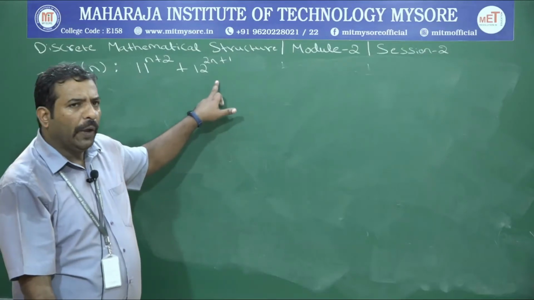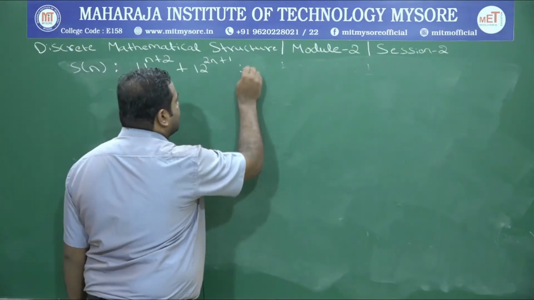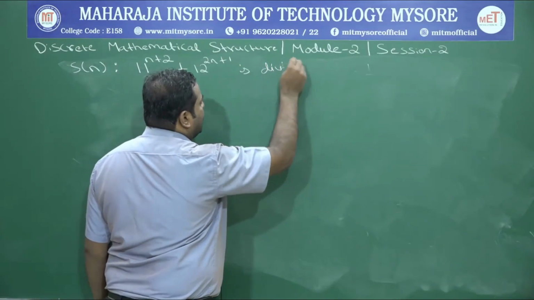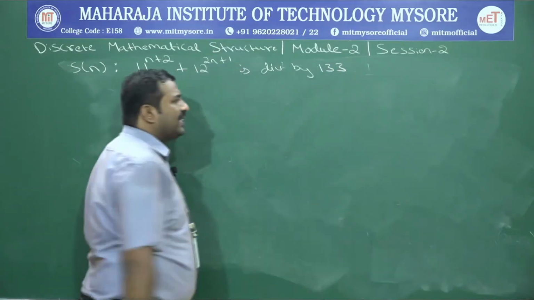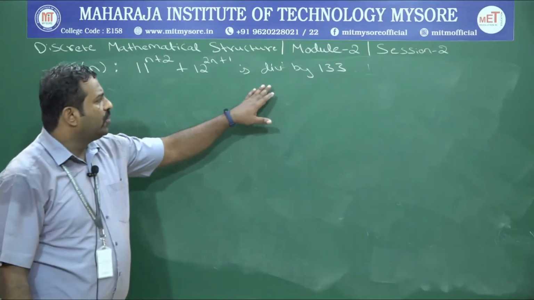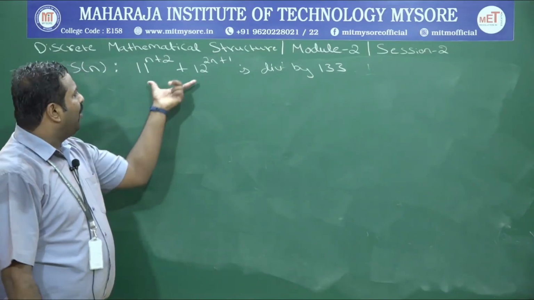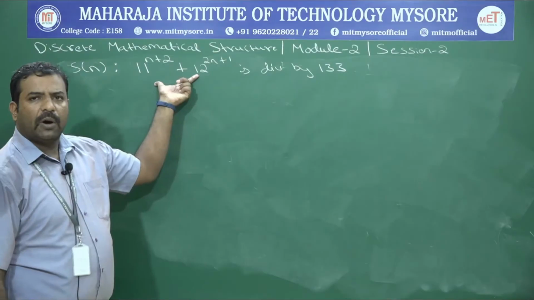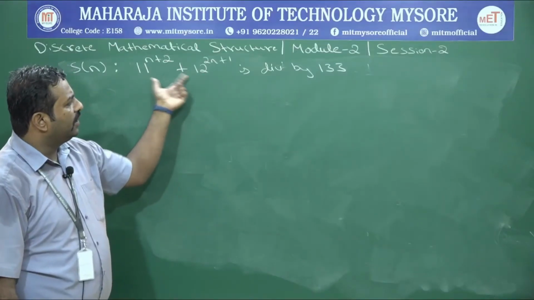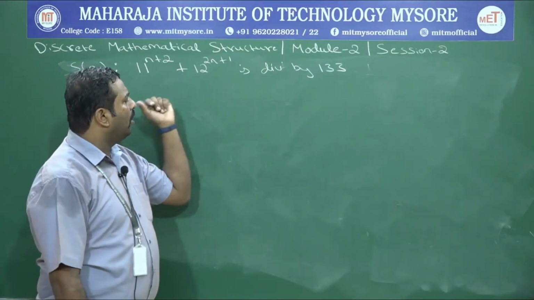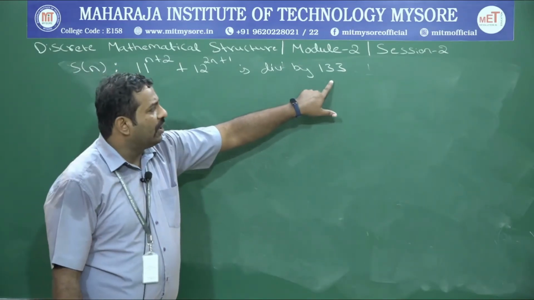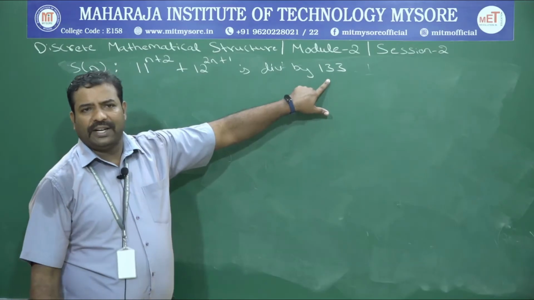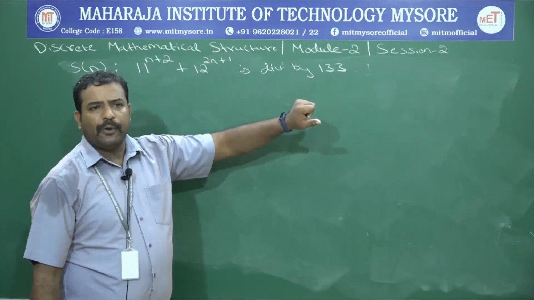So, 12 to the power of 2n plus 1 is divisible by 133. This is the statement I am going to make. So whatever number I end up with, or the result I end up with, this whole number should be divisible by 133. That is, it should be a multiple of 133. This is what exactly I mean.